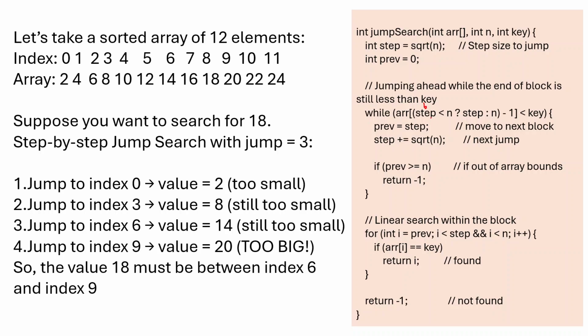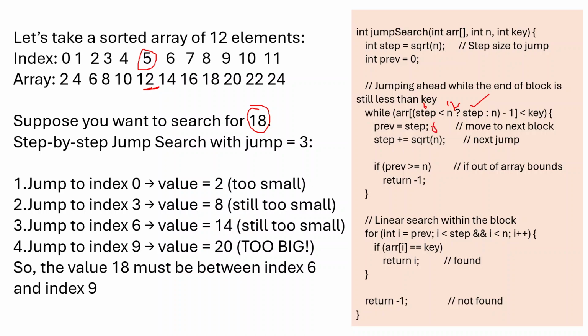Step is 6. 6 is lesser than n. N is 12, yes, it's correct. It's true. Then what do we do? It will go for step. So array of 6 minus 1, array of 5. The array of 5 is 12, which is the data. So 12 is lesser than 18. 18 is the data I'm searching for. 12 is lesser than 18, so then what do we do?